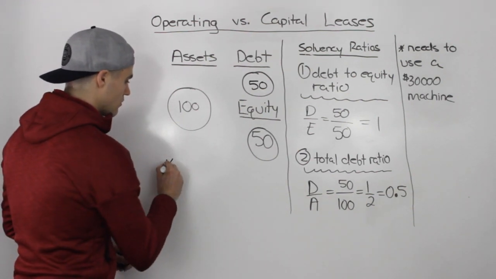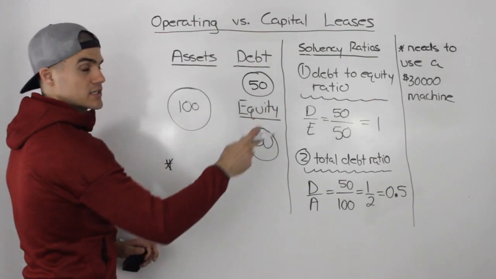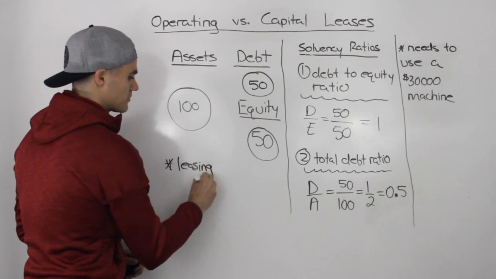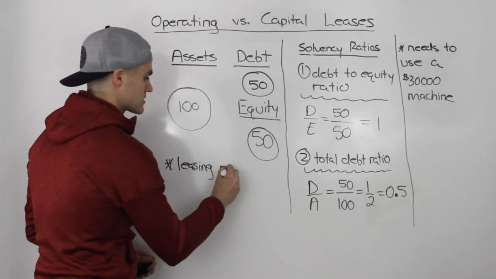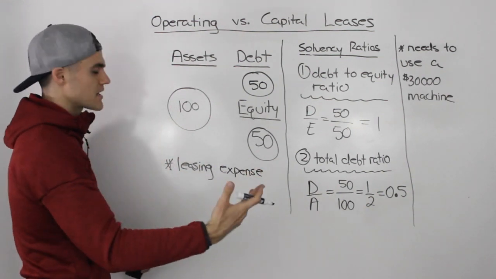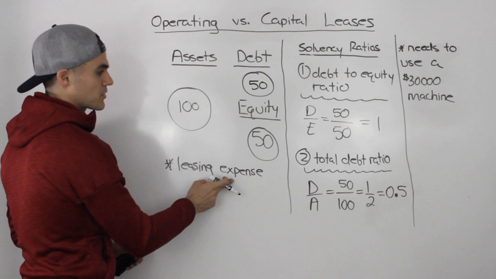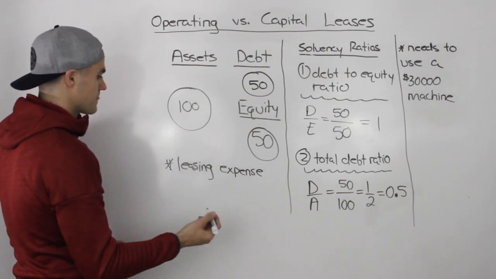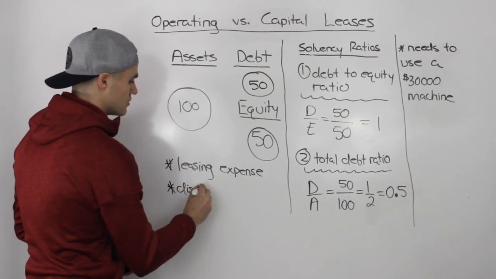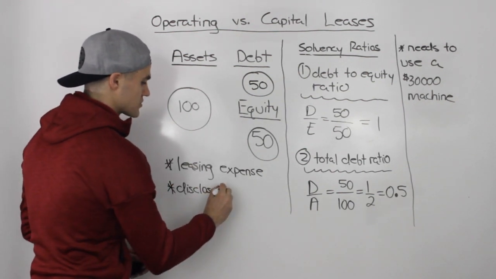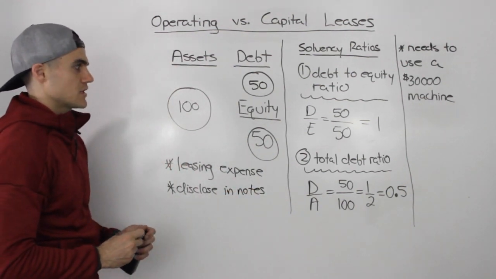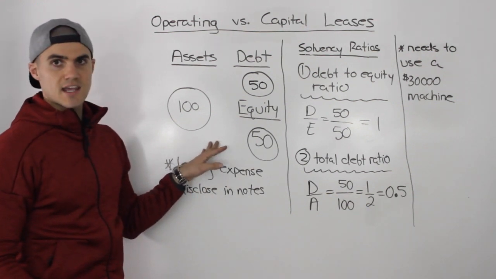And then all that changes is, as long as this machine is used for business, we're just going to have a leasing, or sometimes it's called a rental expense, periodically on the income statement, right? The lease payments that we're going to make, we can deduct for tax purposes as long as this machine is used for business. And then we're also going to have to disclose in the notes to the financial statements that we are leasing this machine. But as far as our balance sheet, it stays the same.